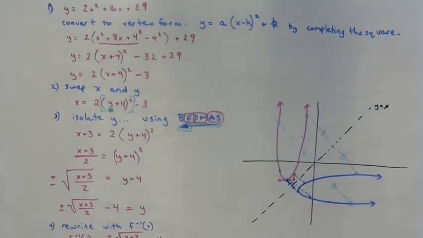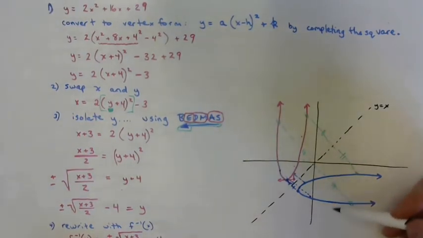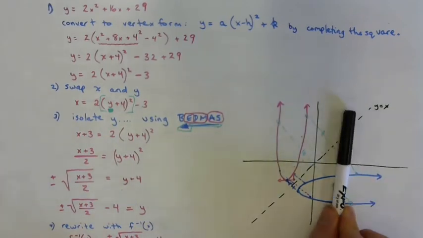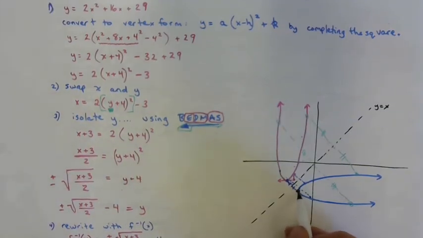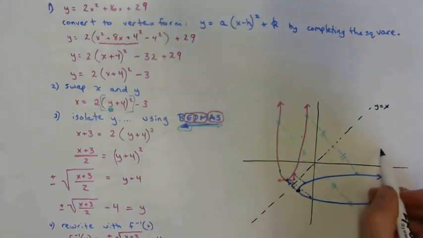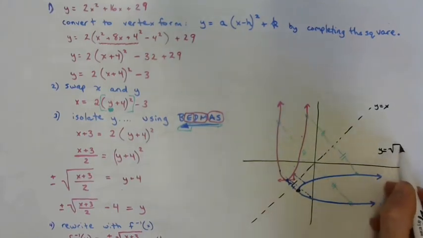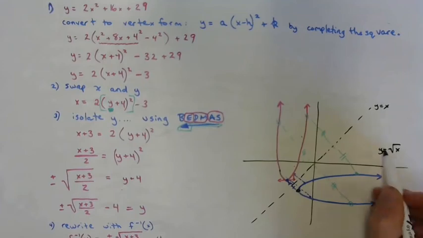Now, you don't really need this, but is this a function? Does this pass the vertical line test? No. The inverse of a parabola is not a function in and of itself. It is actually built from two functions. Watch. Here's the vertex. What type of function does this look like? It looks like a root function.